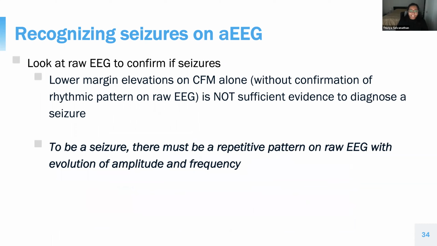And when we're looking at the amplitude integrated EEG and we see something that looks suspicious for a seizure, it's always important for us to look at the raw EEG in order to confirm whether they are seizures. So lower margin elevations on the CFM or amplitude integrated tracing alone, without confirmation of this rhythmic pattern on the raw EEG, is not enough to diagnose a seizure. In other words, in order for it to be a seizure, there has to be a repetitive pattern on the raw EEG with evolution of amplitude and frequency.